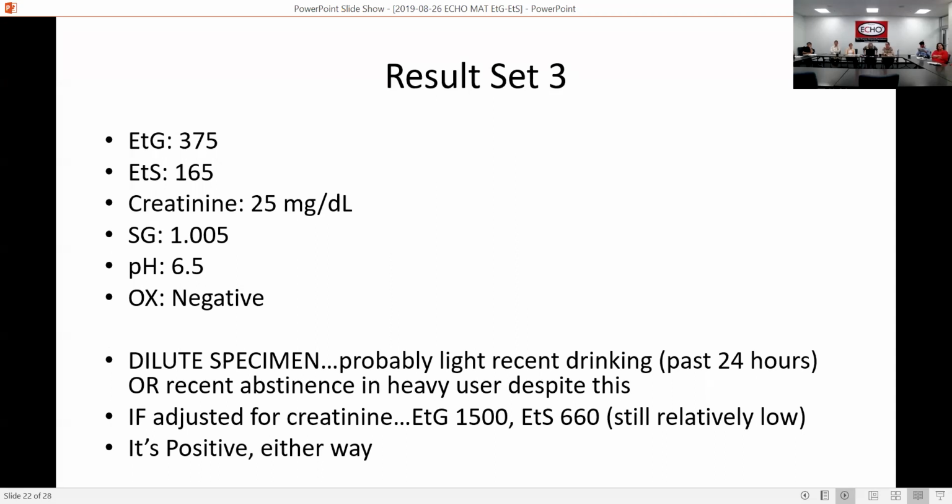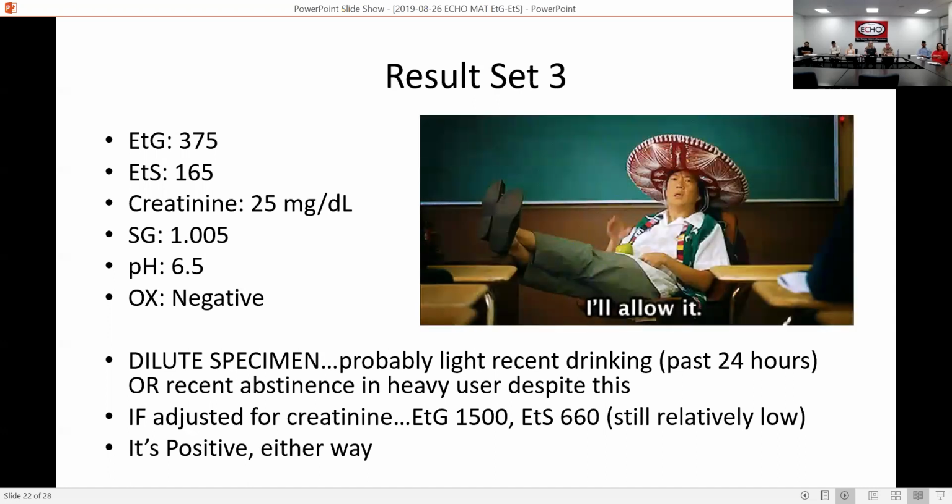So dilute specimen, that would be my flag. I'd say, wait a minute. So probably light recent drinking, but recent abstinence could. But if I adjusted it for creatinine, which the magic formula is, that's a percent, right? So 25 milligrams per dL, if we're expecting 100, it's 25%. So you divide by your percent, you end up getting 1,566 or 660. So definitely you'd have a strong positive if you creatinine adjusted your results. So either way, it is positive, but one looks a lot better than the other one, doesn't it? Yeah, so that is allowable.